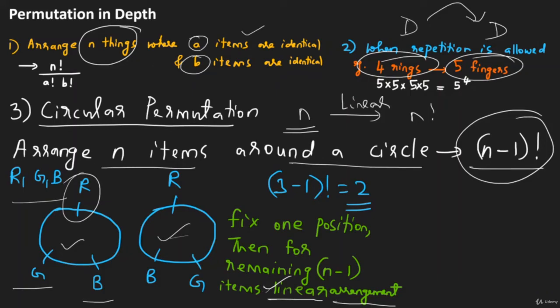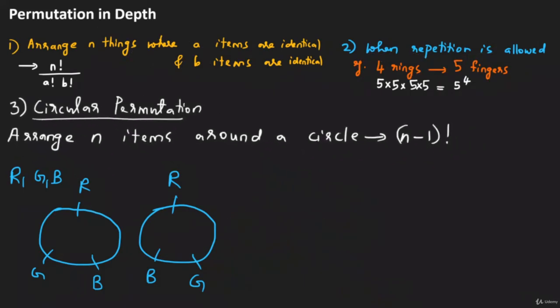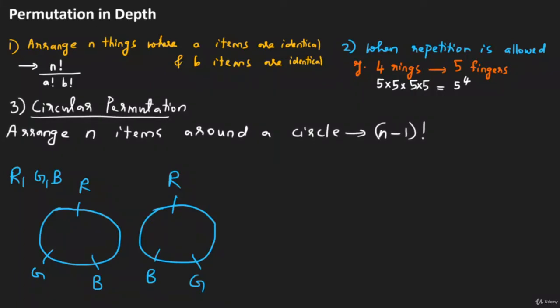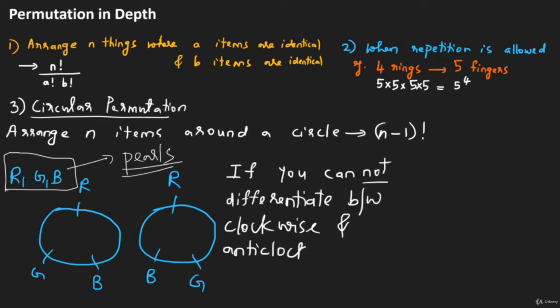Alright, let's see a special case in the case of circular permutation. If these 3 items are not people but they are red, green and blue pearls. Now in this type of case where you cannot differentiate between clockwise and anti-clockwise direction, the number of ways of arranging them around a circle is n minus 1 factorial by 2.